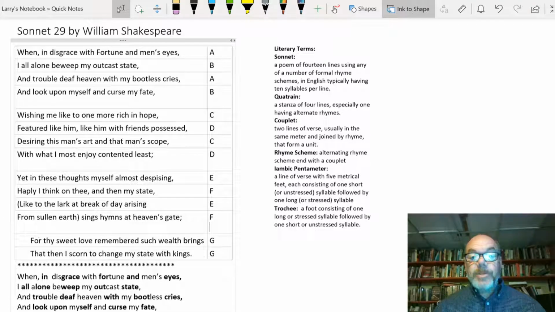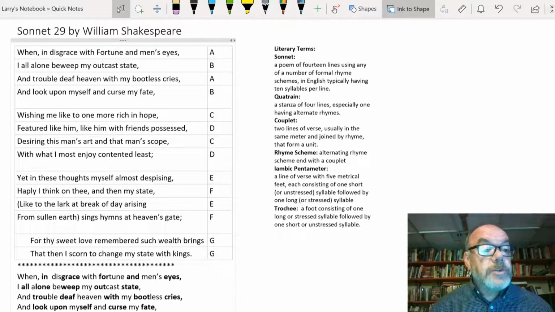Typically, it's published without the space between each of the quatrains. But you'll see I now have three quatrains and a couplet. A quatrain is a 4-line stanza of poetry with alternating rhyme scheme. So we have quatrain number 1, "When in disgrace."